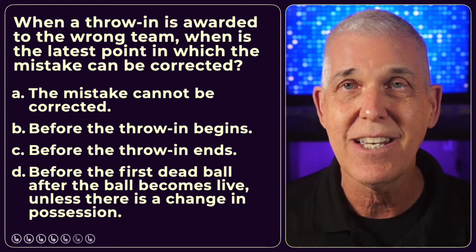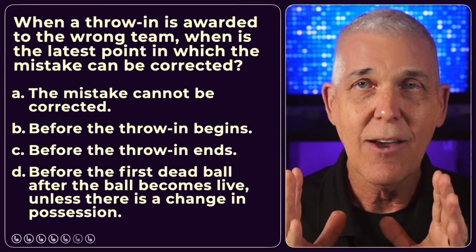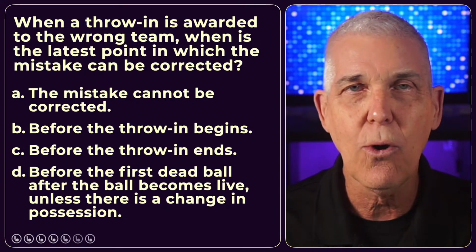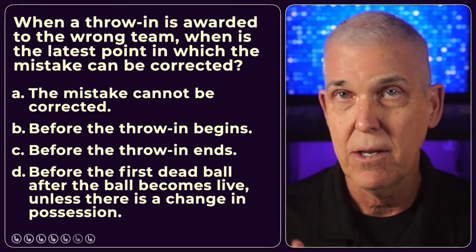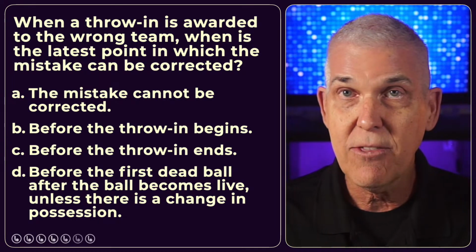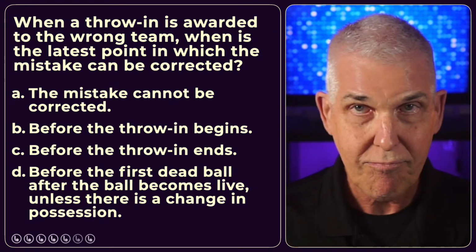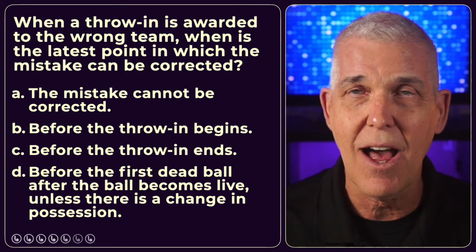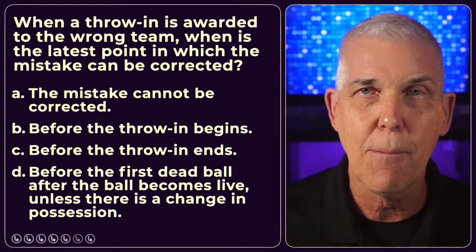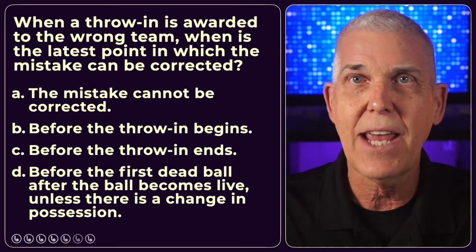NFHS has fixed that this year, and they say that if we recognize it before the first dead ball and unless there is a change of possession, we can correct it. So we have a division line throw-in. We're giving the ball to the wrong team. They inbound the ball. It's at the start of a period. Using high school rules, there's 8 minutes on the clock. They throw the ball in. The clock properly starts. Dribble, dribble, pass, dribble, dribble. There's energy in the gym.